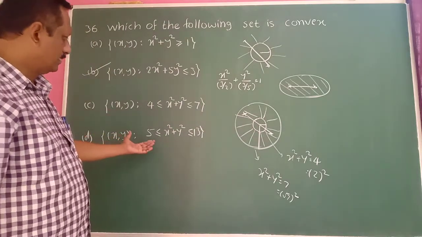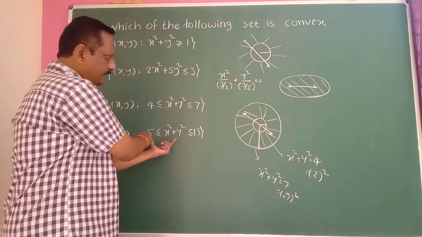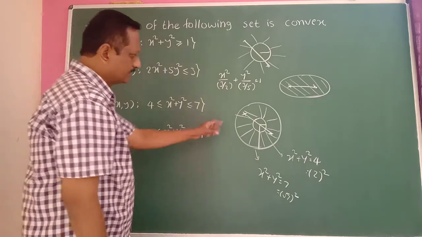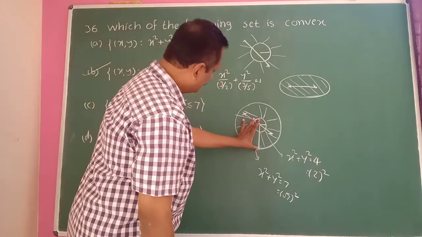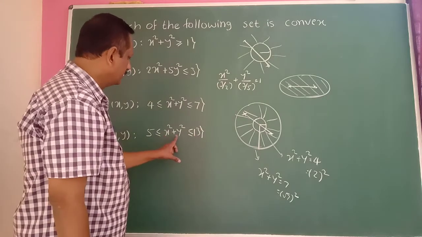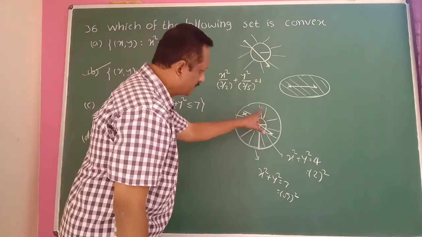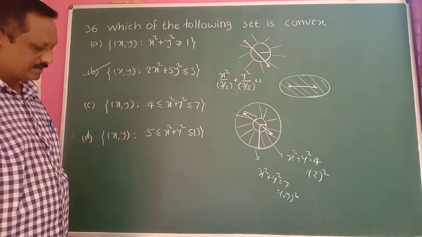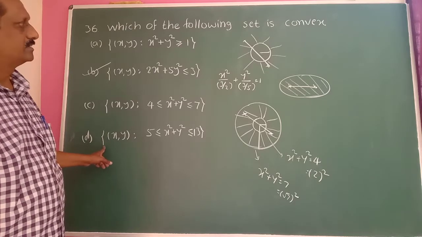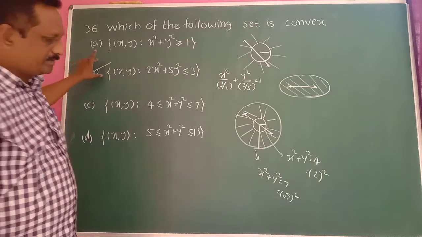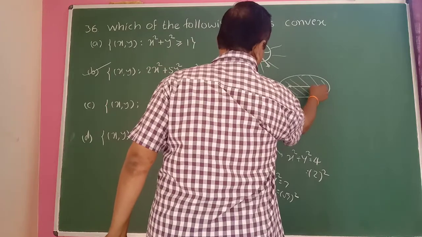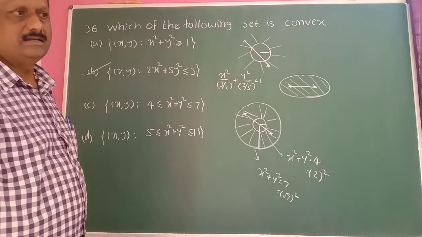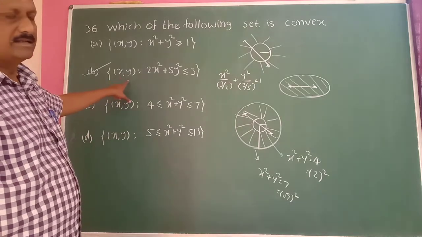Even here, in the fourth case, x squared plus y squared equal to 5 means the radius of the circle is root 5, and x squared plus y squared equal to 13 means the radius of that circle is root 13. Between 5 and 13 is the shaded region, and in this case also the complete line does not lie in the shaded region. Hence, it is also not a convex set. Only the second one is a convex set, because if you take two points in the shaded region and join them, the complete line lies in that shaded region.